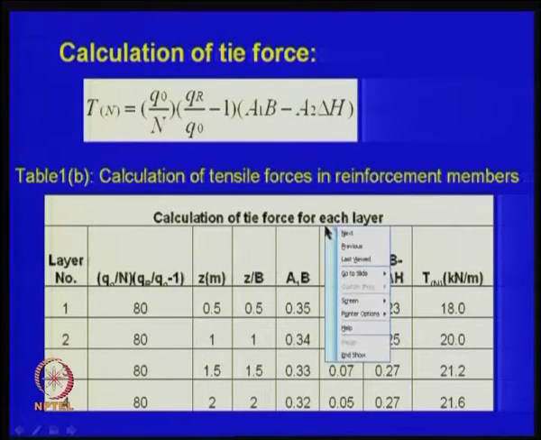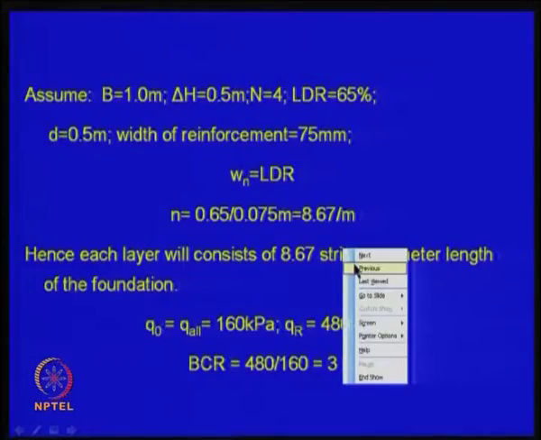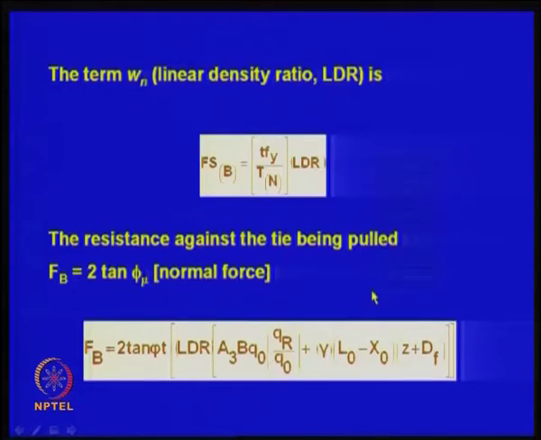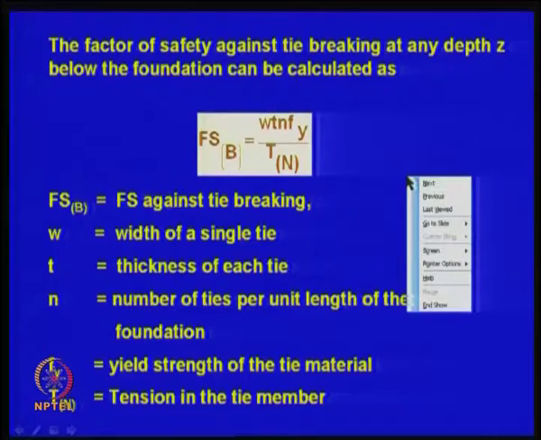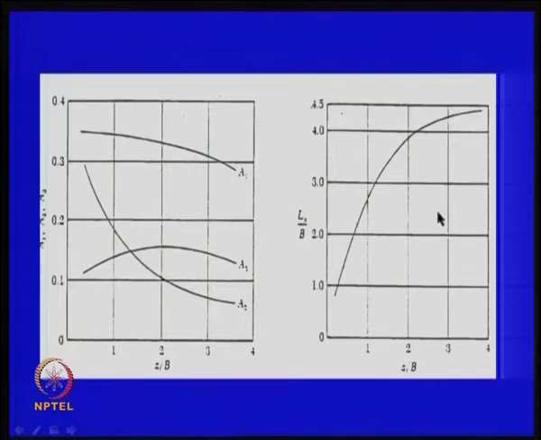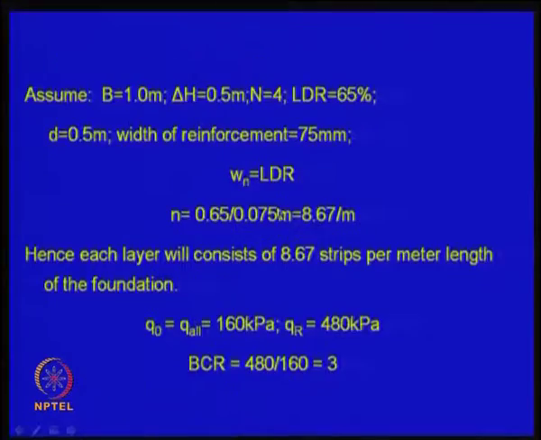If you want to go back to the previous charts, A1 is a function of Z by B, because I placed the layers at Z by B, which you are also calculating. So, Z by B of 0.5, 1, 1.5, 2 you can calculate. L naught is another one that we will see in the other chart.